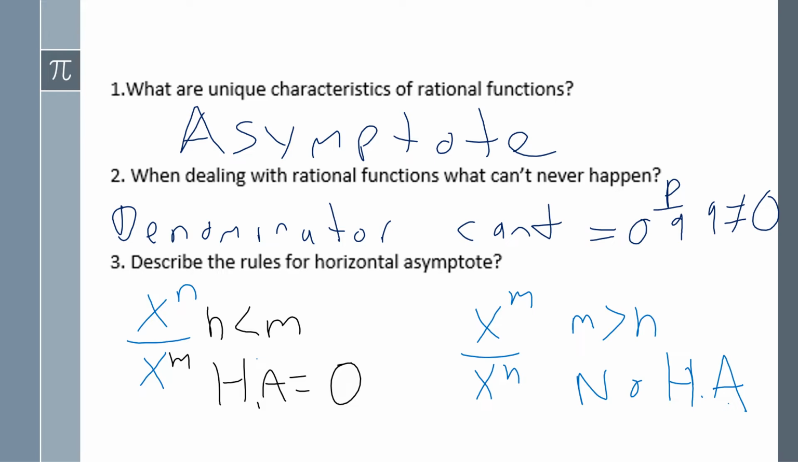So those are the three rules we just did. One, don't forget, same exponents, you divide the leading coefficients. When you have a numerator bigger than the denominator, you don't have a horizontal asymptote. But when the denominator is bigger than the numerator in terms of the exponents, of course, your horizontal asymptote will be 0.